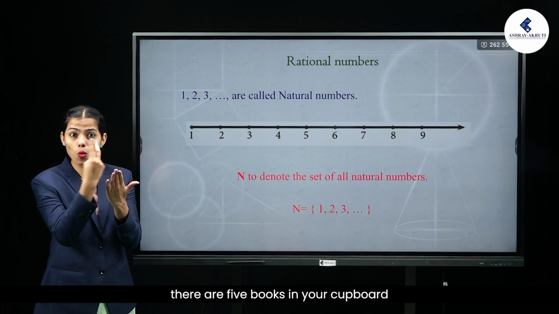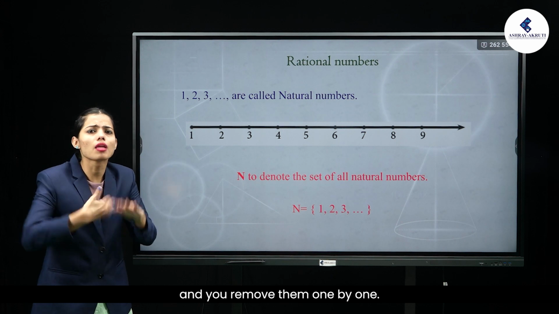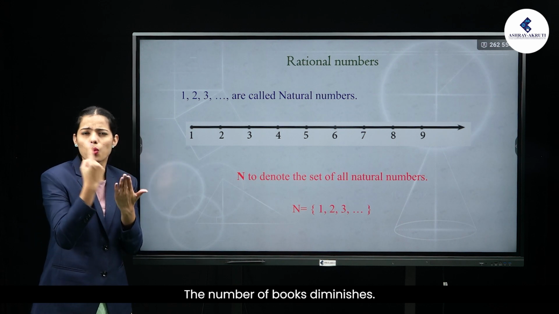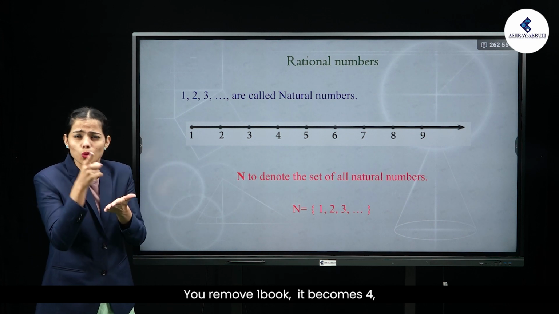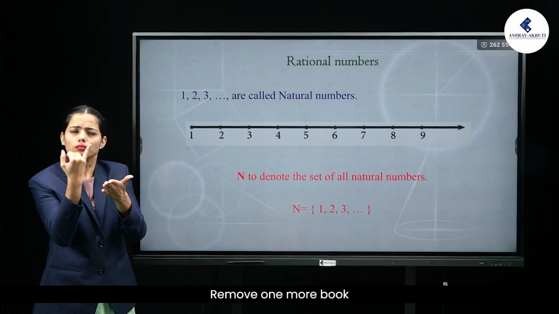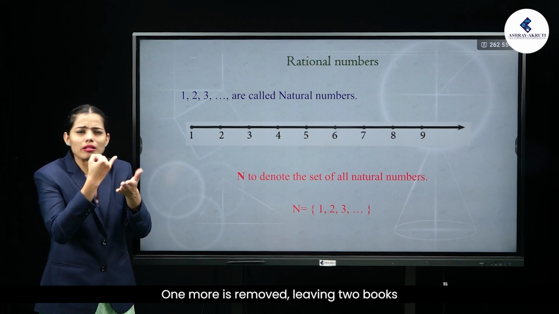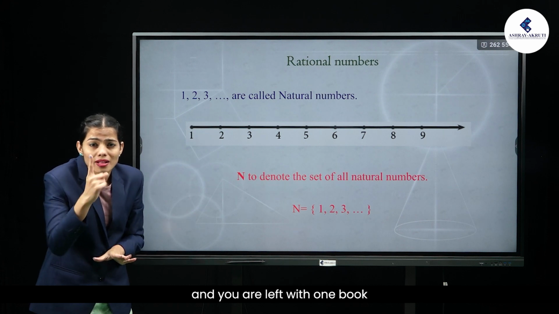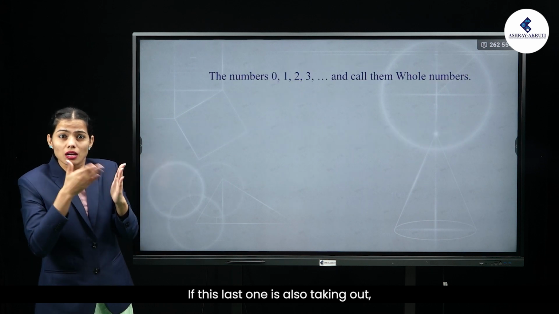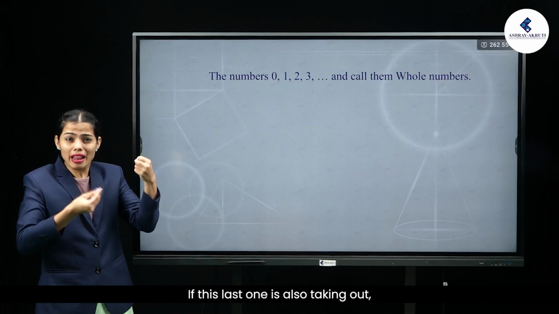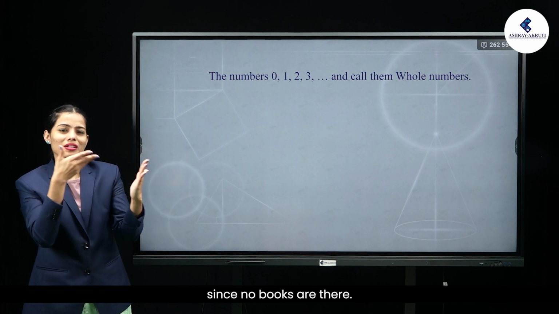Suppose there are 5 books in your cupboard and you remove them one by one. The number of books diminishes step by step. You remove 1, it becomes 4. Remove 1 more and it becomes 3. Again 1 more is removed, leaving 2. Once again remove 1 and you are left with 1. If this last one is also taken out, the cupboard is empty since no books are there.